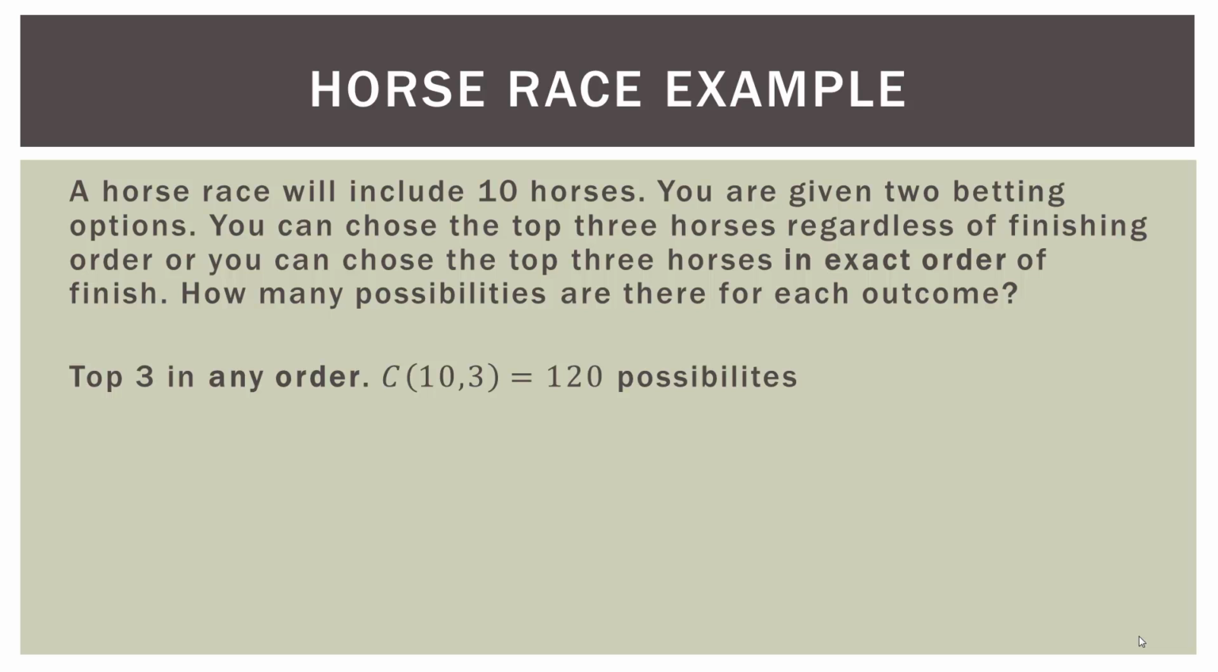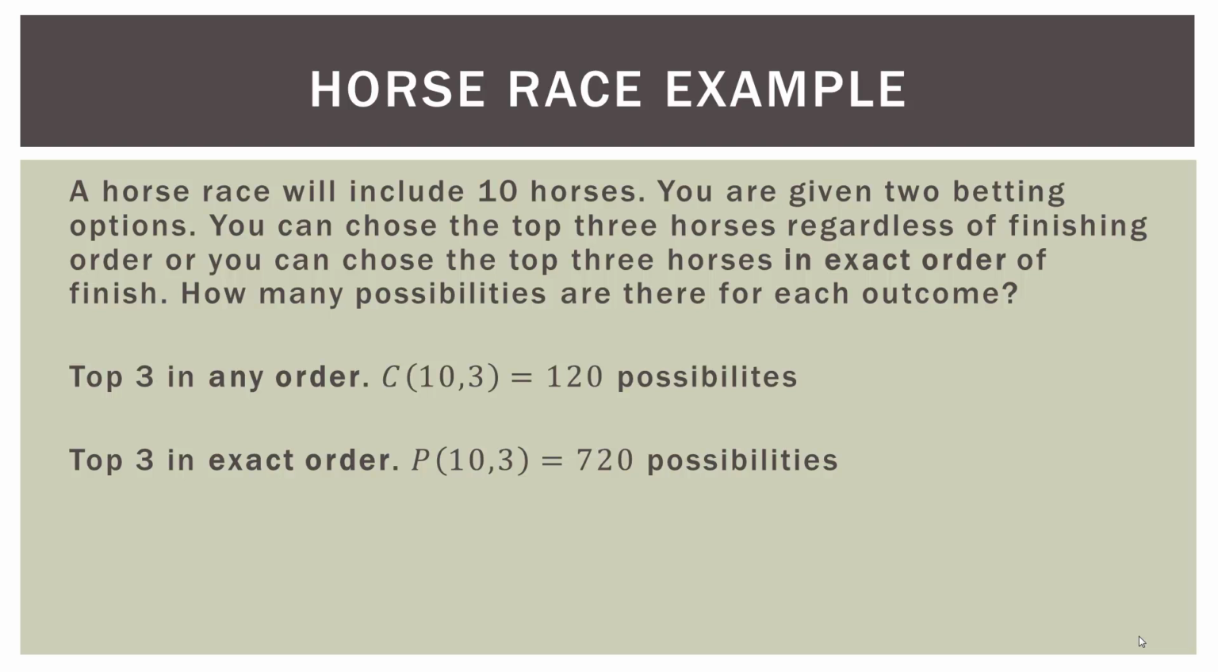10 total horses. Now what about the top 3 in exact order? And that's a permutation, 10, 3. Well, in that case, there are 720 possibilities, because order matters. So there are going to be more outcomes that fit that criteria.